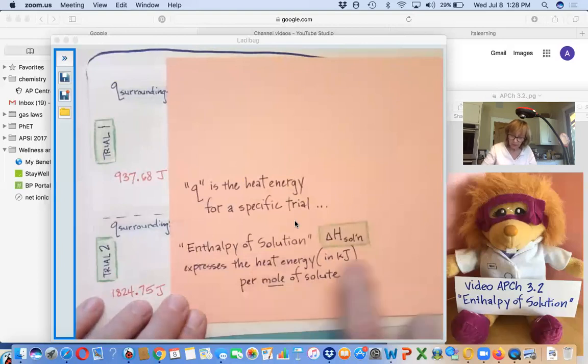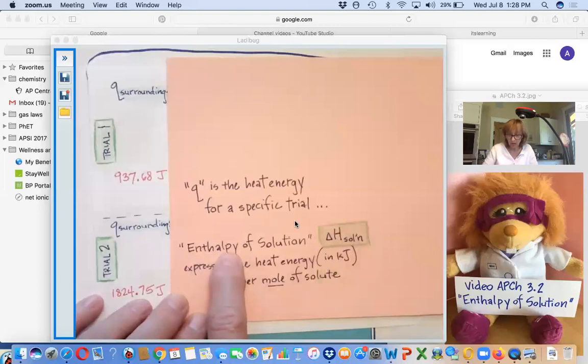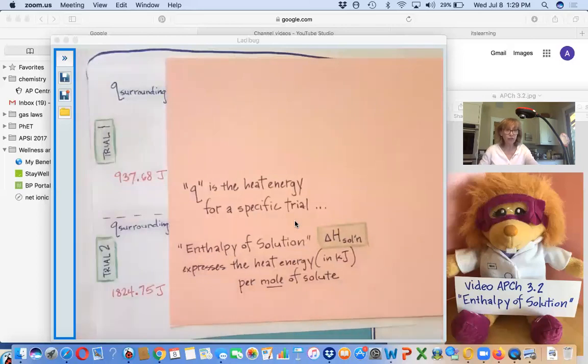And enthalpy of solution is denoted this way. This delta sign, Greek letter delta, means change in enthalpy or change in heat energy of the system. So this is really the enthalpy or enthalpy change of a dissolving process. And to calculate this, we're going to take the heat energy that we measure in the lab, expressed in kilojoules, and we're going to divide it by the moles of solute. So let's do that for each of our trials.